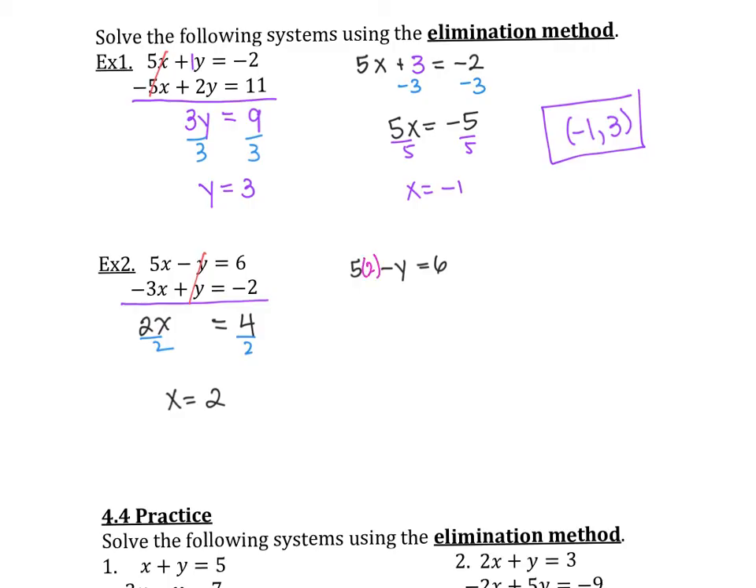And I'm putting it in parentheses because it was 5 times x. Now I can solve this. 10 minus y equals 6. That's a positive 10, so I'll subtract 10. Cancels. Minus 1y equals minus 4. Y equals positive 4. So x is 2 and y is positive 4. If I had plugged x equals 2 into the second equation, I would have still gotten y equals 4. So whichever equation looks easier for you is fine.